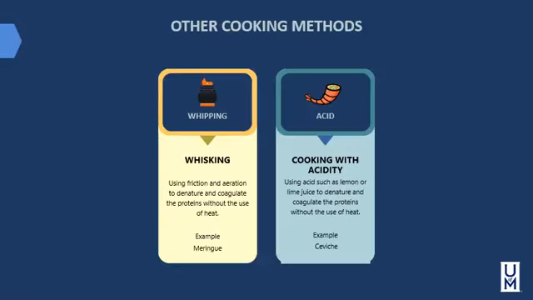Aside from these main cooking techniques, there are a couple of different cooking methods that need to be addressed. Whipping or whisking uses friction and aeration to denature and coagulate the proteins without the use of heat. An example of this would be meringue. Cooking with acidity is using acids such as lemon or lime juice, wine, or vinegars to denature and coagulate the proteins without the use of heat. A good example of this would be ceviche.